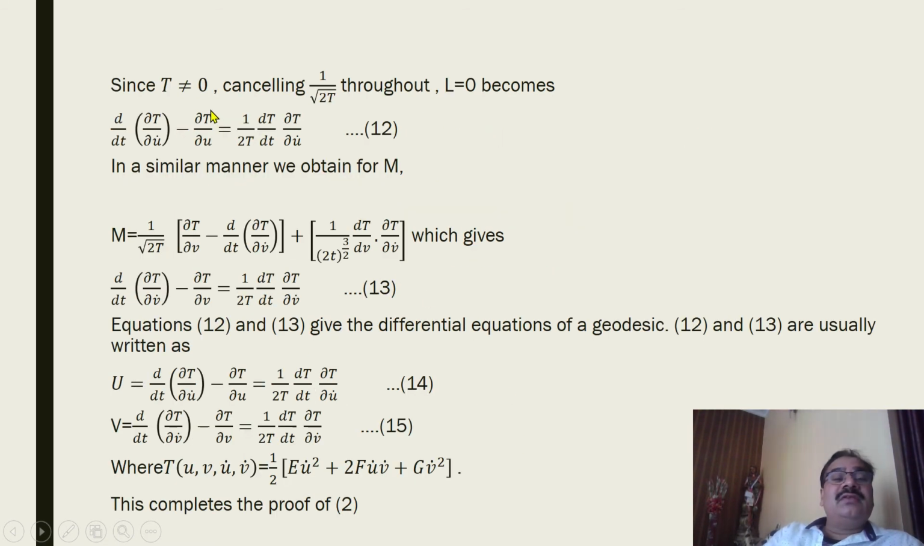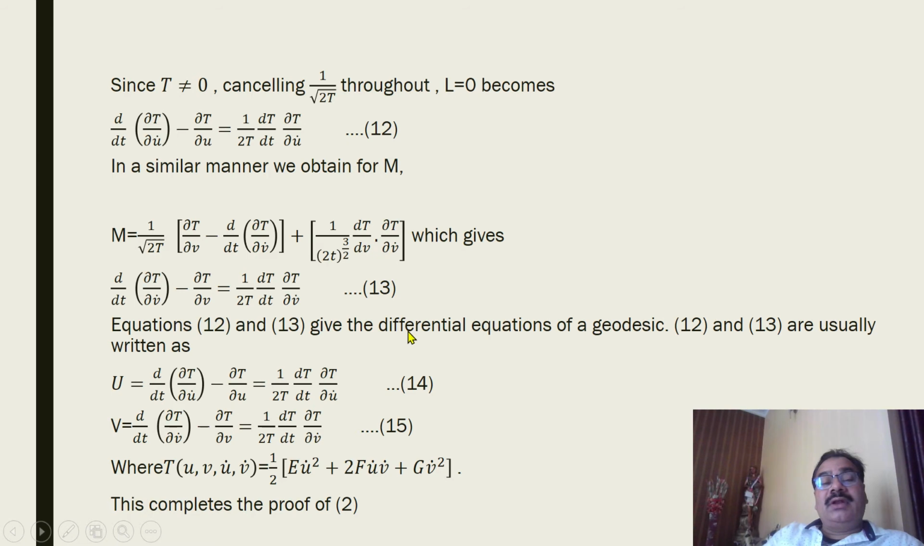Since capital T is non-zero, cancelling this term and L is equal to 0 becomes this equation. In a similar manner, we obtain for m is equal to this, and this may be treated as d by dt of del T by del v dot minus del capital T by del v is equal to 1 by 2T d capital T by dt into del capital T by del v dot. This is equation number 13.